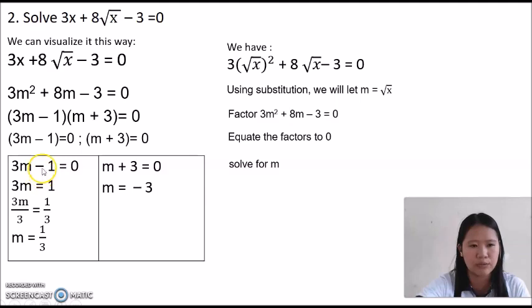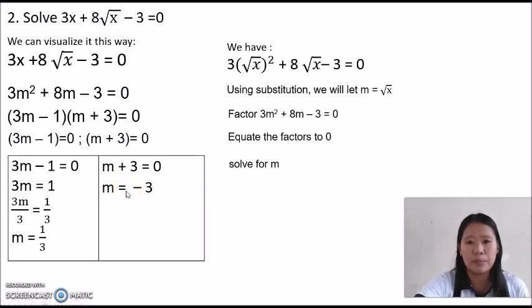We transpose negative 1 to the other side. So we have 3m equals 1. Dividing both sides by 3 to get the value of m, we have m equals 1/3. So this is our yung unang value ng ating m. Next one dito tayo, m plus 3 equals 0. We transpose 3 to the other side. So we have m equals negative 3.